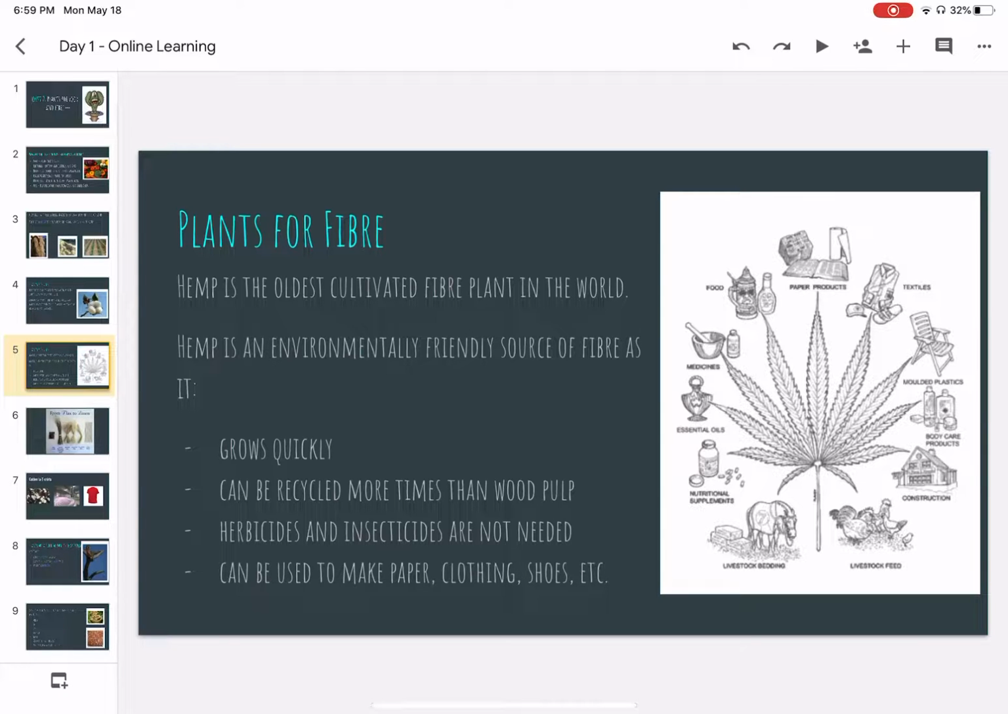You can recycle it much more times than wood pulp. So paper, after it's been recycled 5 or 6 or 7 times, will start to break down to the point where you can't recycle it any further, and it's no longer usable. Hemp can be recycled much longer. Herbicides and insecticides lots of times aren't needed, and it can be used to make paper, clothing, shoes. It's used to make hemp rope, which is very strong.